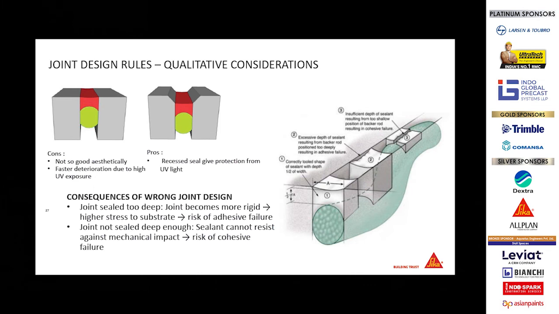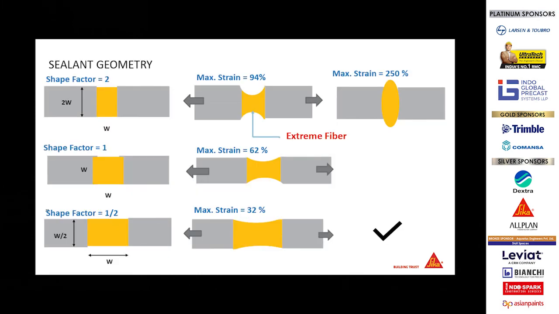Again, it is not necessary if the sealant is too deep, it can lead to a stiffer material and there could be an adhesion failure. So there should be the right depth of sealant and right width of sealant to be used at the site. If you tool the sealant very shallow, then definitely there would be cohesive failure. Now, this is the typical geometry.